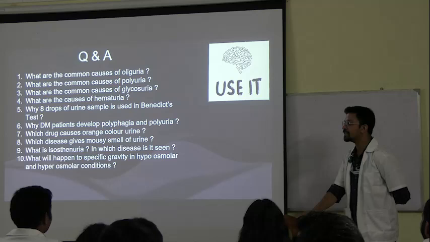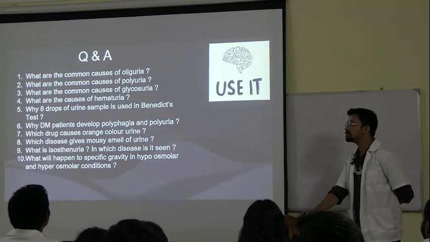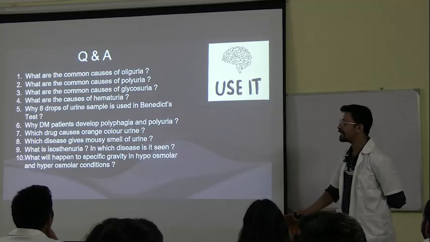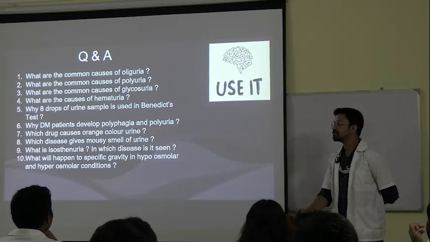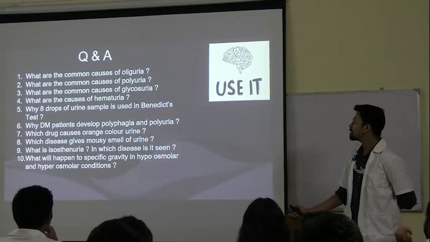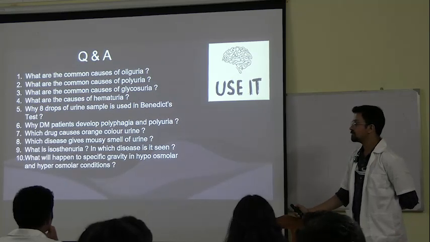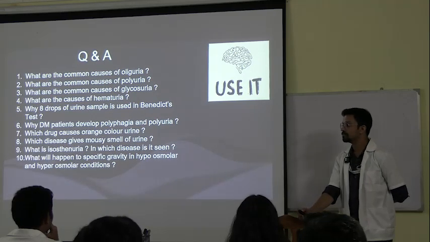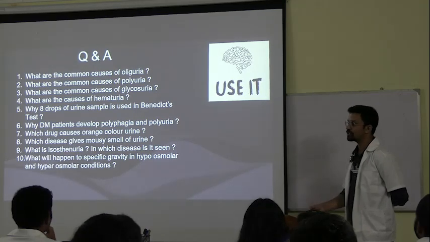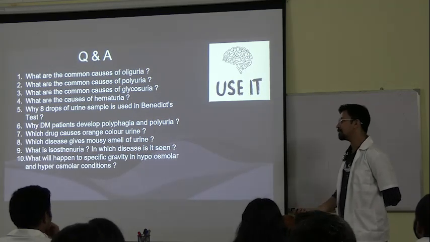Dehydration. Yes. Any other example? Diarrhea. Yeah, with diarrhea only you will get dehydration. And any other example? Someone from the last? Yeah, chronic kidney disease. Yeah, there also you will have oliguria. Now, what are the common causes of polyuria? Insipidus and mellitus. What are the common causes of glycosuria? I said only glycosuria. It could be renal glycosuria as well. It can be diabetes mellitus as well.